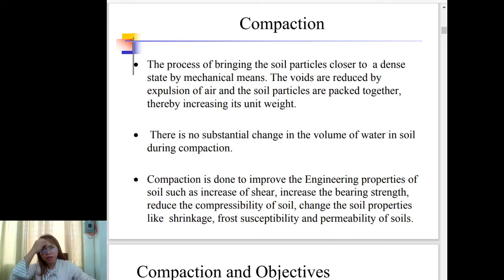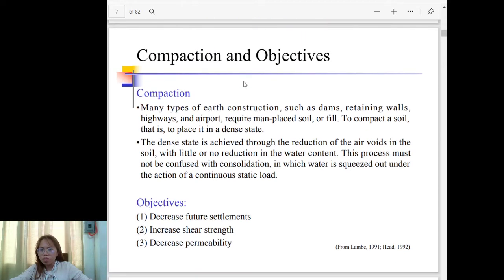PCCP, Portland Cement Concrete Pavement. So naay compaction. So before doing FDT or field density test, you have to do compaction because there are criteria that the result should reach, specified in the provision of the DPWH standard. Now, the compaction and objectives.